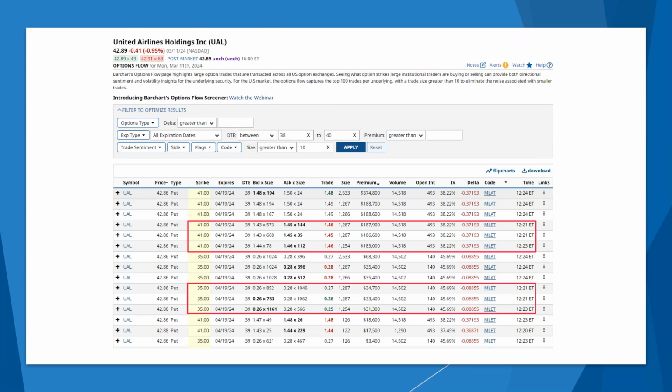But before I move away from this, those of you who are familiar with bear puts, let's think about what the break even is on this trade. In other words, where does this trader start making money, right? It is the upper strike minus the debit that they paid. So, they paid about $1.45. Looks like they collected about 25 cents. So they paid about $1.20. So a $41 strike minus $1.20 puts our break even at $39.80, which means that United Airlines has to get below $39.80 for this trader to start making money.